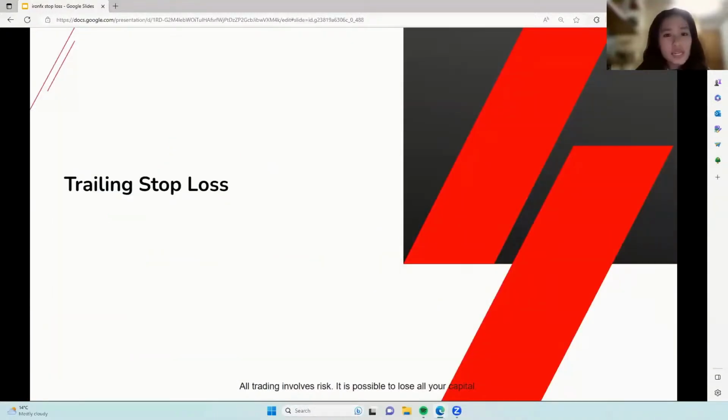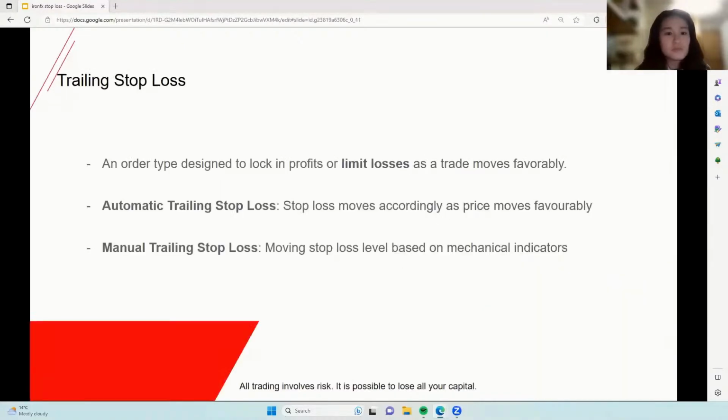Okay, so now let's get into the trailing stop loss. A trailing stop loss is a special type of trade order that moves relative to price fluctuations. So when the price goes up, it will drag the trailing stop loss along with it, but when the price stops going up, the stop loss price remains at the level that it was dragged to. So it's an order type that's designed to lock in profits or limit losses as long as the trade moves favorably.